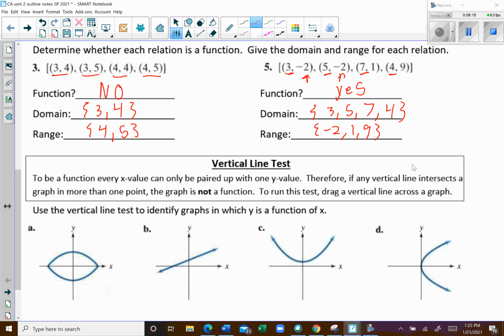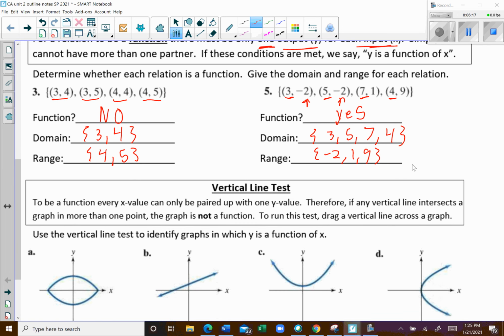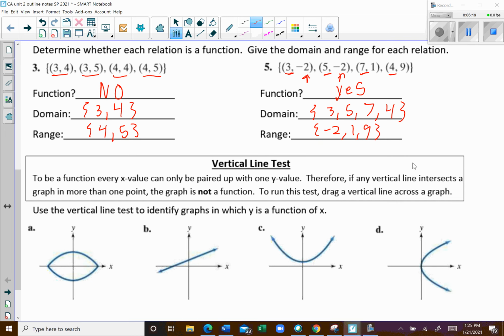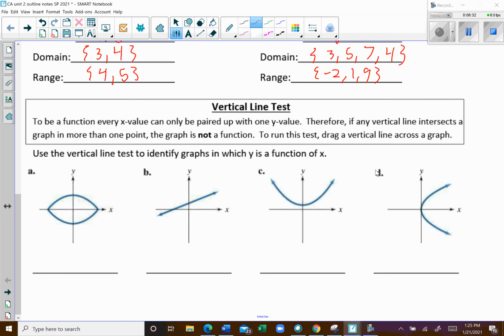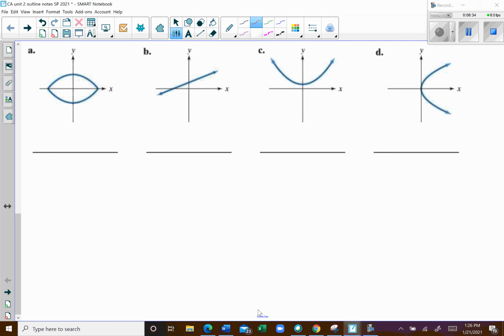So remember, x can't have more than one partner to be a function, and that's where this next thing we're going to look at, called the vertical line test, comes in. So we looked at determining whether we have a function by looking at ordered pairs. Now we're going to be able to look at a graph and decide whether it is a function or not.